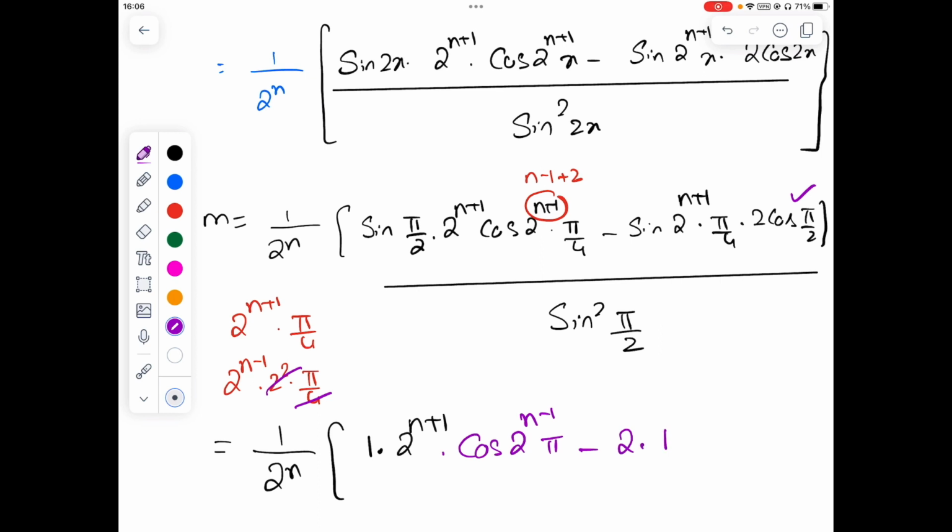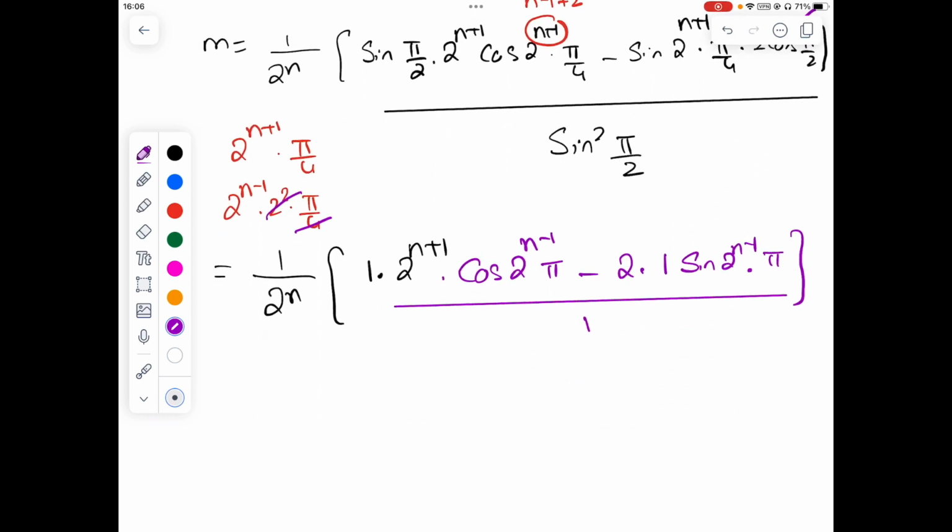Then again, same thing, it can be written as sine 2 power n minus 1 times pi divided by sine square pi by 2, which is 1. Now why am I writing it out like that? Because we see 2 power n minus 1 pi for cos. Cos of 2 power n minus 1 times pi is always equal to 1, and sine of 2 power n minus 1 pi will always be equal to 0, for any value of n. You can plug in any value of n and check it out. If it is 2 power n minus 1 multiples of pi, cos is going to be 1, whereas sine of all multiples of pi is going to be 0.